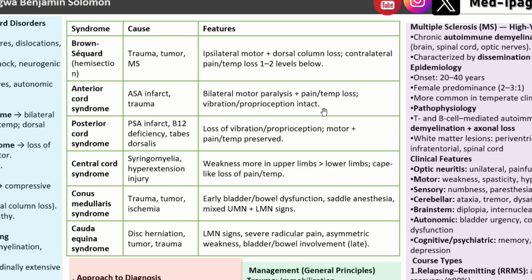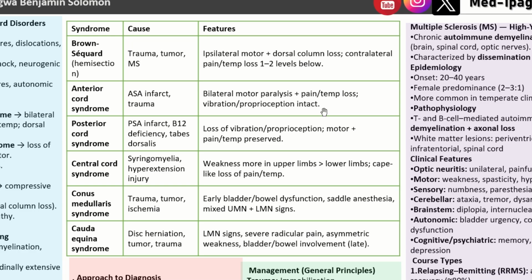Then we have anterior cord syndrome, which can be caused by an infarct of the anterior spinal artery or by trauma. And we shall have bilateral motor paralysis and loss of pain and temperature sensation. But vibration and proprioception are intact because the posterior part of the spinal cord is okay, which is supplied by the posterior cord. And when the opposite happens, we have the posterior cord syndrome, which is going to be due to infarction of the posterior spinal artery as well as vitamin B12 deficiency and tabes dorsalis from syphilis. We have only loss of vibration and proprioception, while the motor and the pain and temperature sensation is intact.